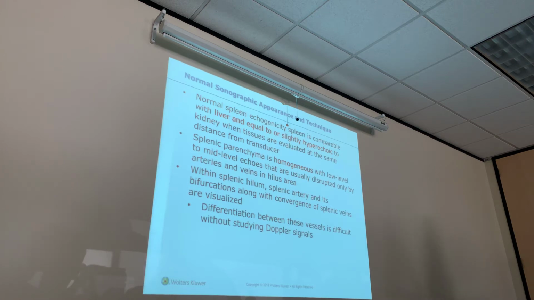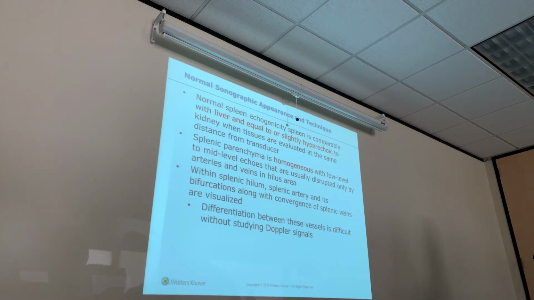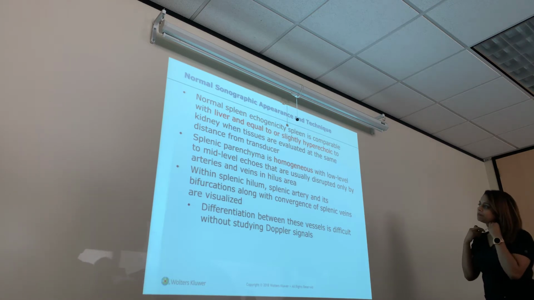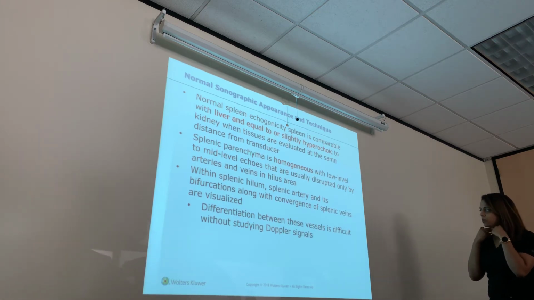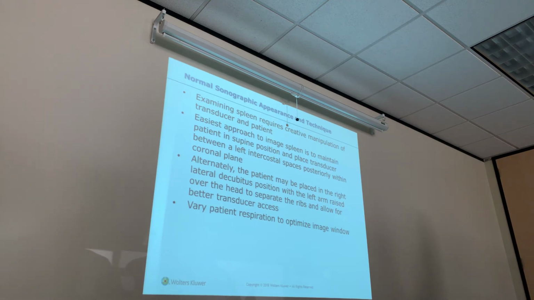So the splenic parenchyma is homogeneous with low level to mid-level echoes that are usually disrupted only by arteries and veins. Within the splenic hilum, splenic artery and its bifurcations along with the splenic veins are visualized. How can you tell if it's a vein or artery? What do you put on there? So differentiation of these vessels is difficult to see unless we're doing Doppler. Examining the spleen requires creative manipulation of the transducer and patient.